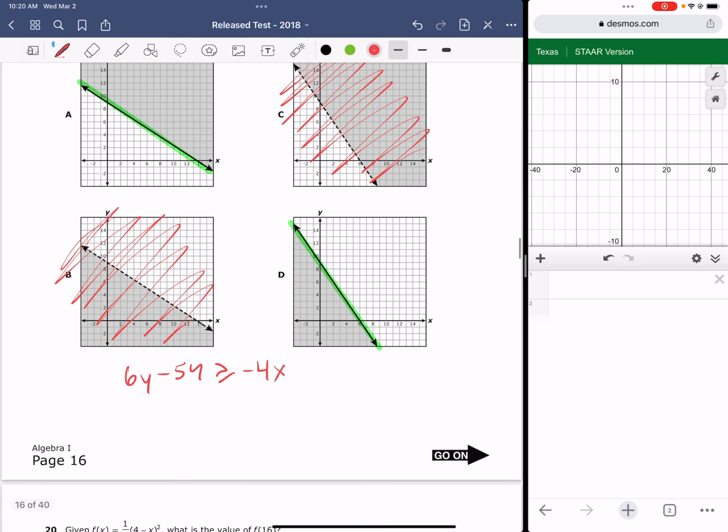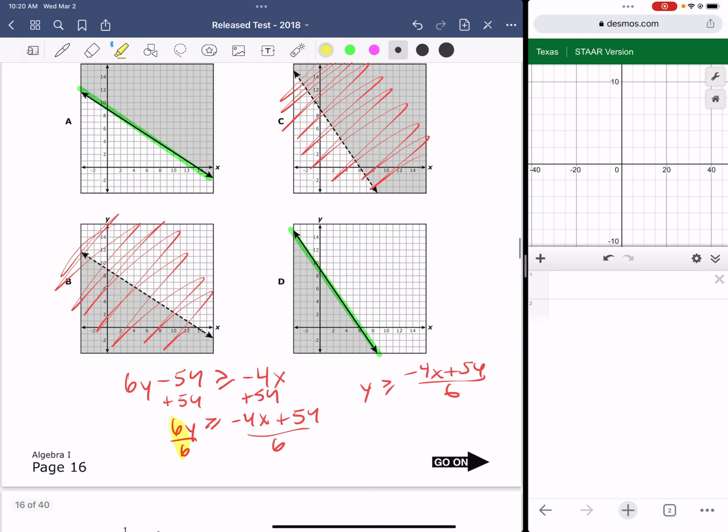Now, in order to solve for y, we will start by adding 54 to both sides of the inequality sign. This will give us 6y is greater than or equal to negative 4x plus 54. The last thing in order to get y by itself is to divide both sides by 6. Now remember that when we're solving inequalities, we change that inequality symbol to go the other direction if we divide by a negative. But here we are not dividing by a negative, we divided by a positive 6, and therefore our inequality is going to stay a greater than or equal to symbol.